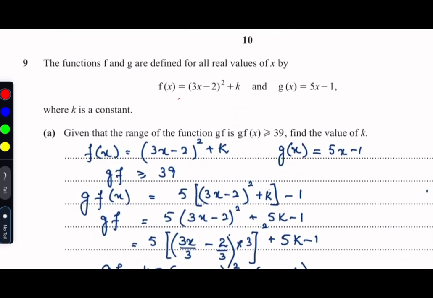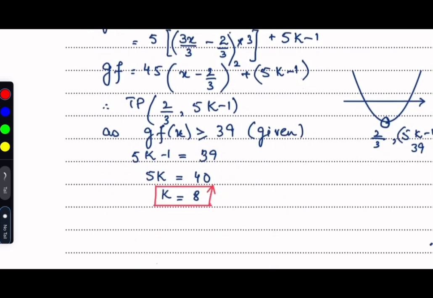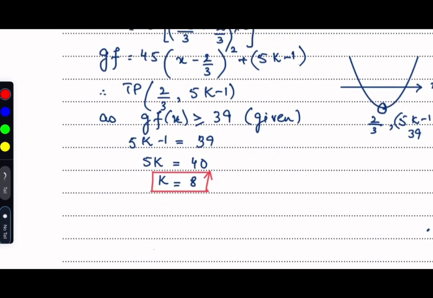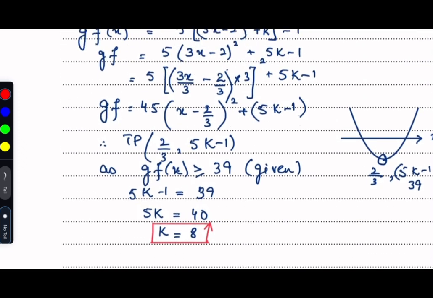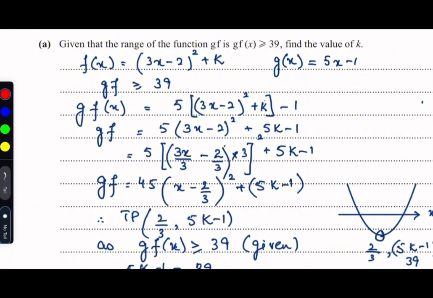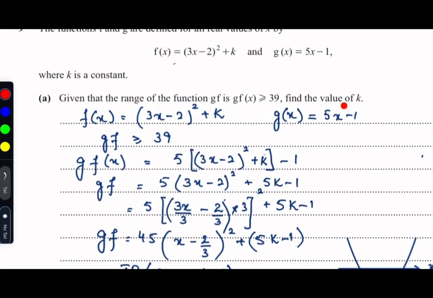In the question, they have said that g of f should be greater or equal to 39. So that means it's the y value of the turning point, which should be 39. And I'm getting this in terms of 5k minus 1. So I can equate this 5k minus 1 to 39. 5k should be 40, and k should be equal to 8 then. So this is how I can get the value of this unknown k factor.